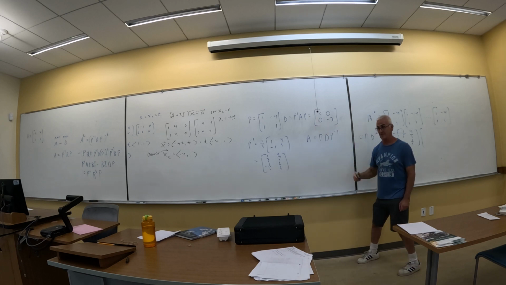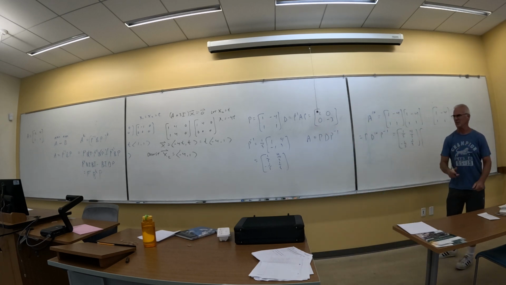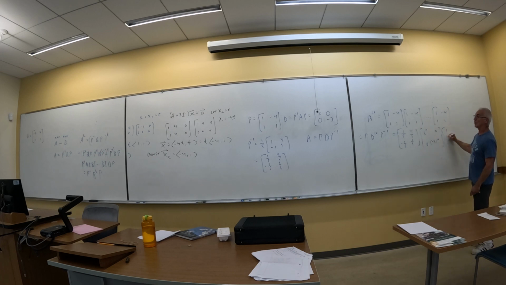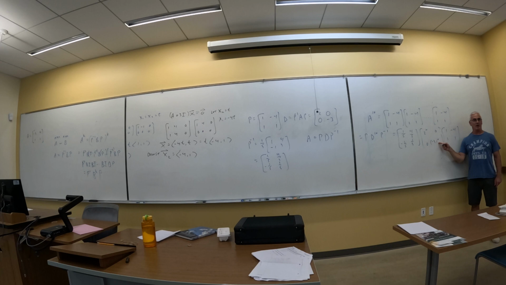entries to a power. That's a very basic one that you do really at the beginning of the course. So that becomes 2 to the 10th, negative 3 to the 10th, 0, 0, and then 1, 1. Okay, I'm going to do that with my calculator, but then the rest of that, would you say that's pretty simple?